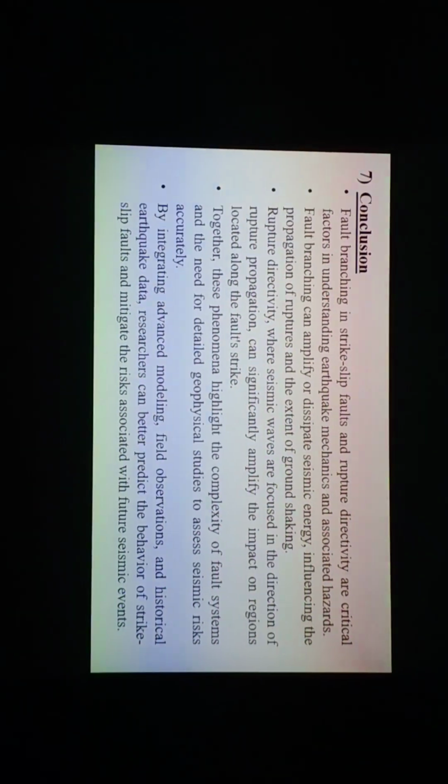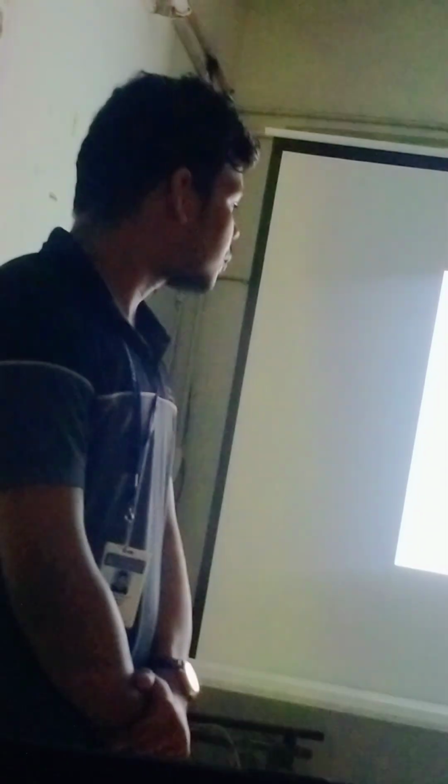Fault branching, the primary fault, and rupture directivity are critical factors in understanding earthquake mechanics and associated hazards. Rupture directivity, where seismic waves are focused in the direction of rupture propagation, can significantly amplify the impact on regions located along the fault strike. Together, these phenomena highlight the complexity of fault systems and the need for different geophysical studies to assess seismic hazard accurately by integrating advanced modeling, field observations, and empirical archive data. Researchers can better predict the behavior of seismic faults and mitigate the risk associated with future seismic events.